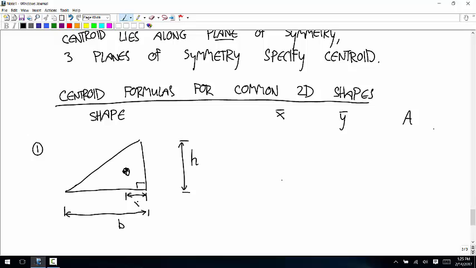So I'll call this distance x bar, and this distance y bar. x bar is equal to b over 3. y bar is equal to h over 3. And the area is bh over 2.